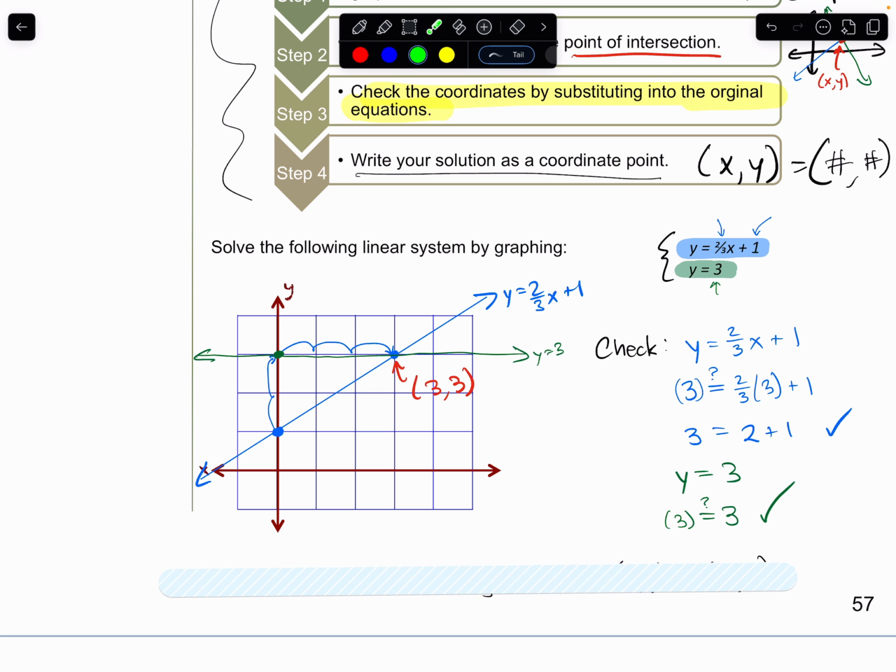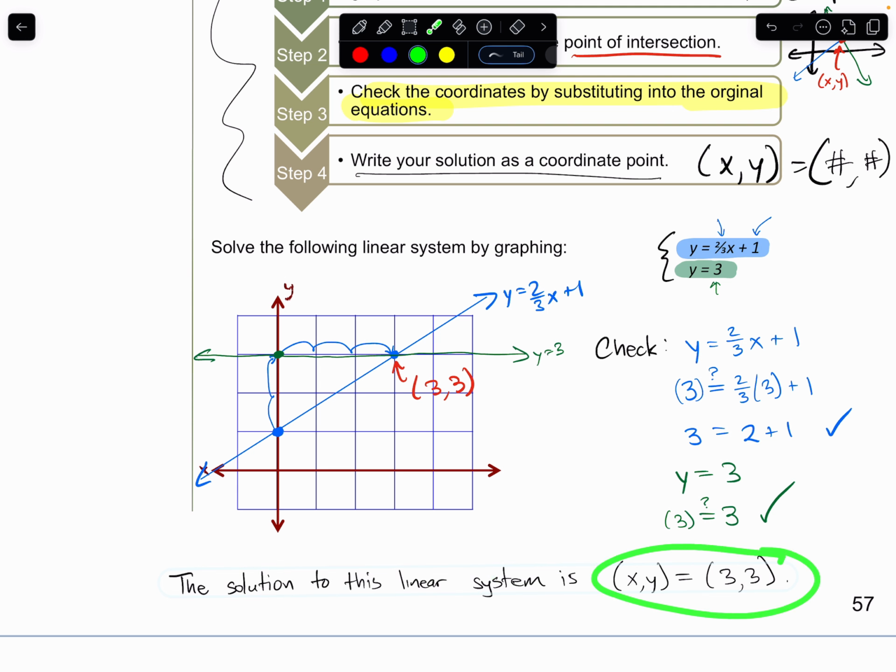graphed in blue. And then if we plug in 3 for x and 3 for y, well, really just y, into the second equation, of course that's true. 3 equals 3, right? So that point is also a solution to the green equation. So we checked our work. Our answer is correct because these are true. And then our solution, we just want to write as an ordered pair. That's step 4. And that's it. We're done. We found a solution to this system by graphing.